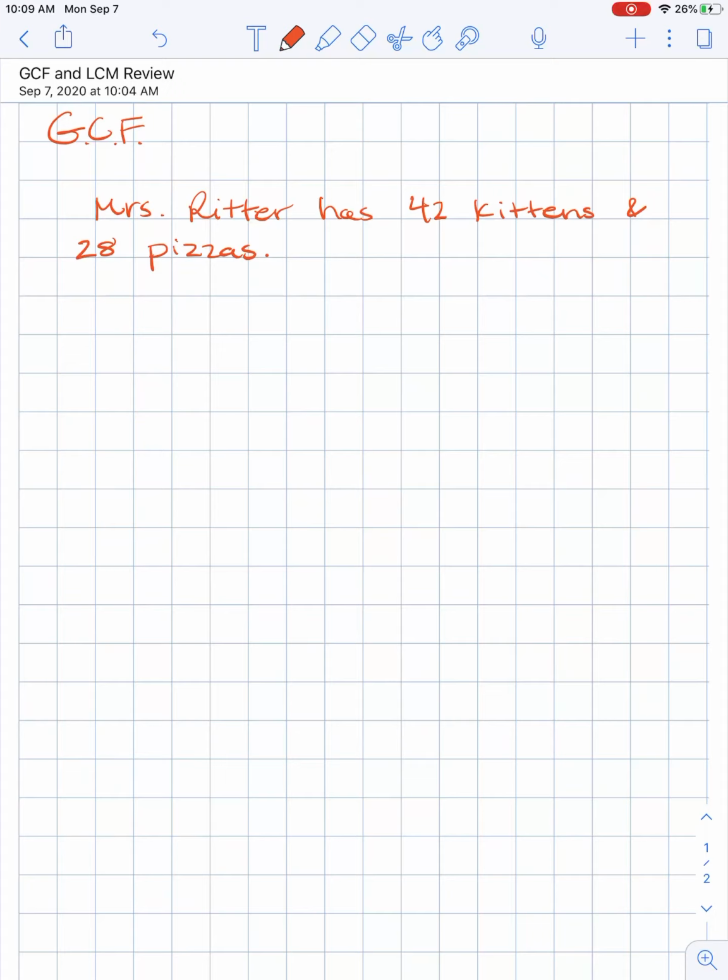But I know how kids can be, and everything's got to be even, or else it's like, hey, Miss Ritter, that's not fair. So whatever gift baskets I make, they've got to be exactly the same. And so I'm wondering, how many can I make where I can divide up these kittens and pizzas equally, so I won't have anything left over, right? So this is a wildly unrealistic example of when you could use greatest common factor. We are dividing things into even groups.